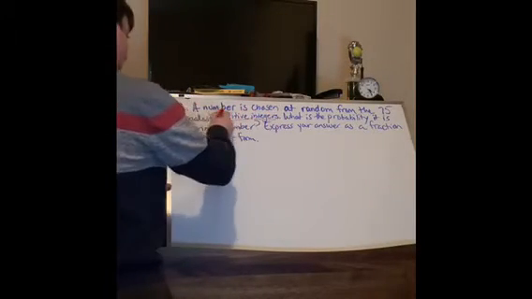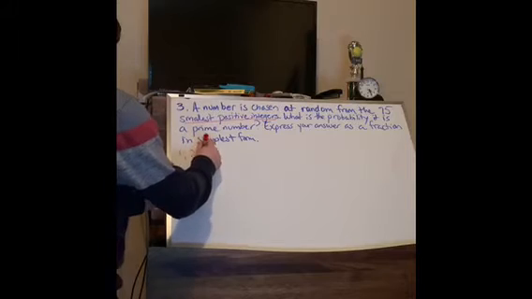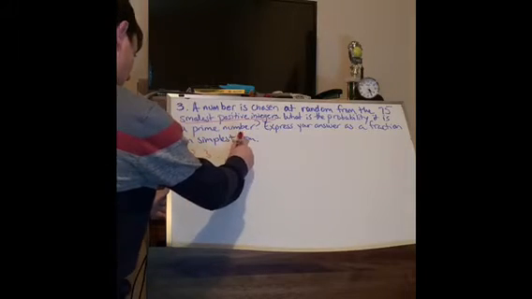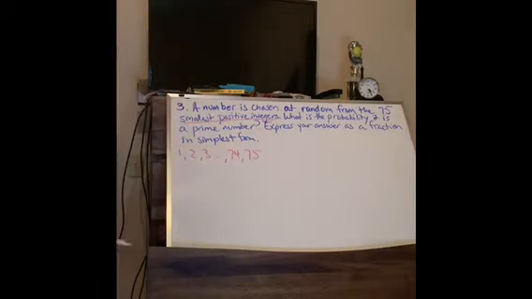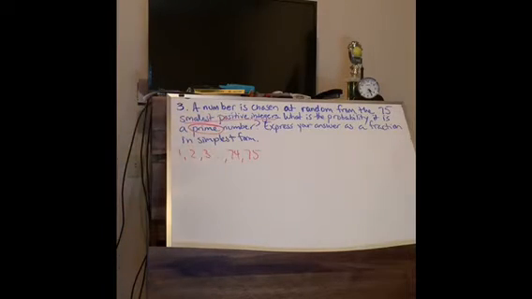The 75 smallest positive integers, those are the natural numbers, the counting numbers, 1, 2, 3, 4, all the way to 75. So this is 1, 2, 3, ..., 74, 75. And we need to see what's the probability that it is prime. Prime numbers are just any numbers that only have 2 factors, 1 and itself.